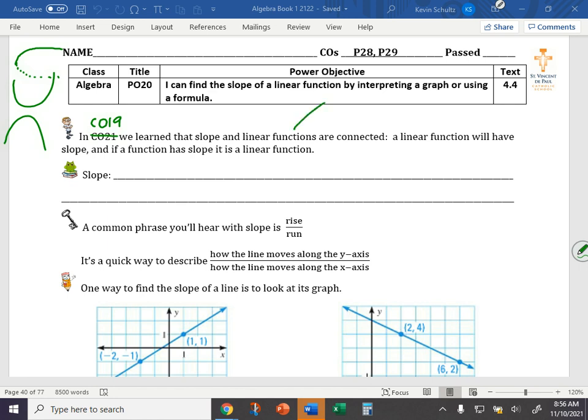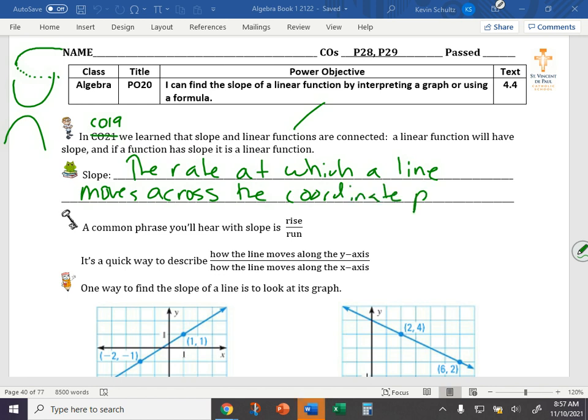Boring old lines. Okay. How did we define slope yesterday? The rate at which a line moves across the coordinate plane. All right. The rate at which a line moves across the coordinate plane. Same definition as yesterday.